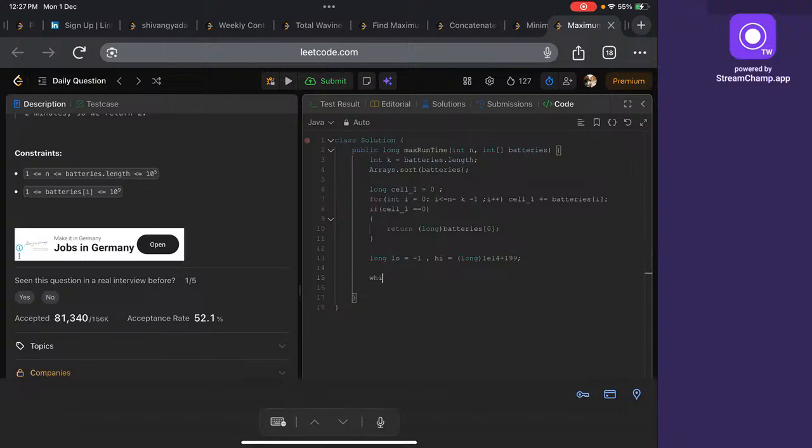We'll write our binary search algorithm as while high greater than low plus 1, and at the end we will return the high pointer. That will be the answer to our problem. To calculate mid time, it can be long, right? Mid equal to low plus (high minus low) by 2. Now we need to run for this mid time, right?